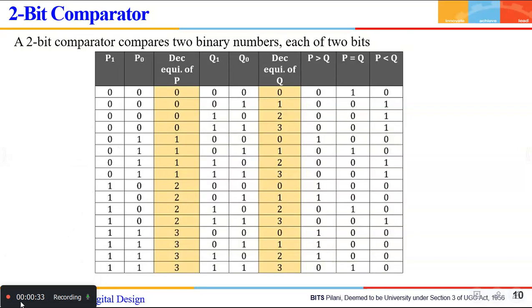Did you understand that truth table? Look at the truth table. What is P1 and P0? That is one 2-bit value, right? What is Q1 and Q0? There is another 2-bit value. You are just going to compare them. Okay. And what is that P greater than Q?